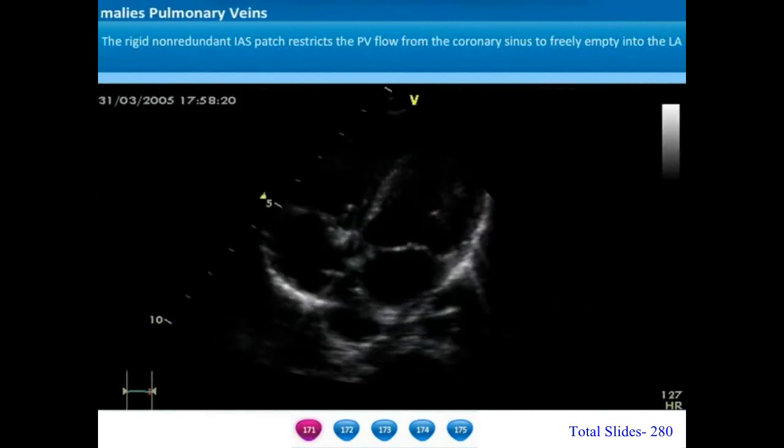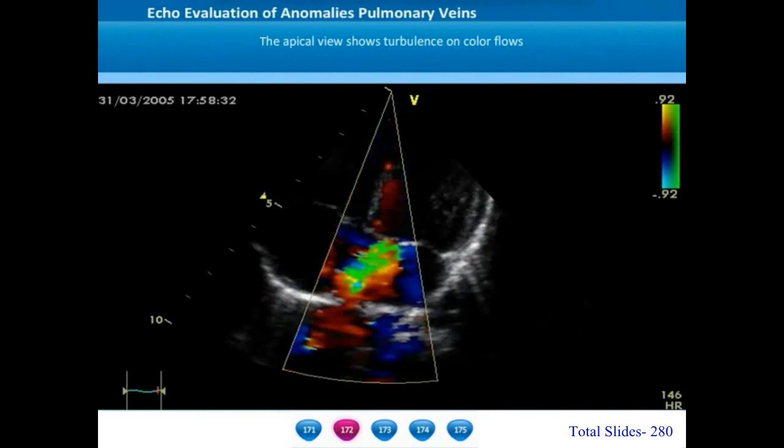Whenever the unroofing of the coronary sinus is not completely done, we can see that the partial roof of the coronary sinus protrudes as a ledge in the left atrium, thereby causing a pulmonary venous anastomotic obstruction. From the apical 4-chamber view, we are able to appreciate the turbulent flow entering into the left atrium due to the partial unroofing of the coronary sinus.